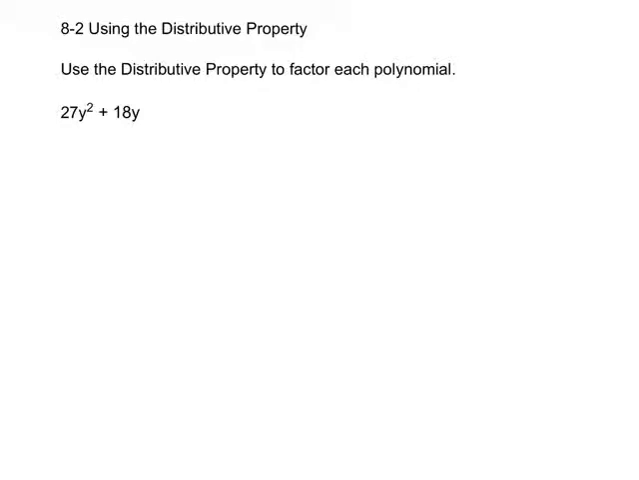I have 27y squared plus 18y. And so I need to think, what is the greatest common factor? So what is my greatest common factor? And that actually is a 9y. 9y is my greatest common factor. And so I'm going to distribute a 9y out of this polynomial.